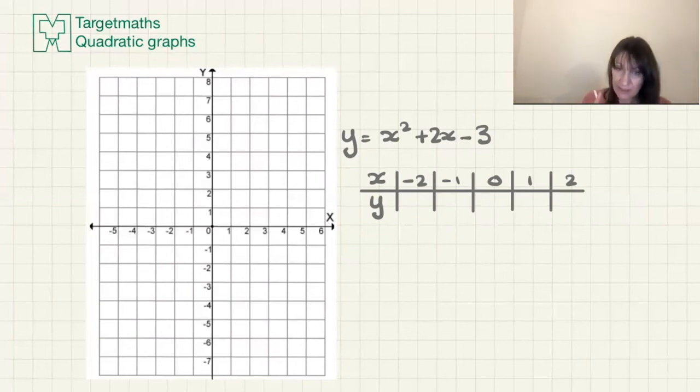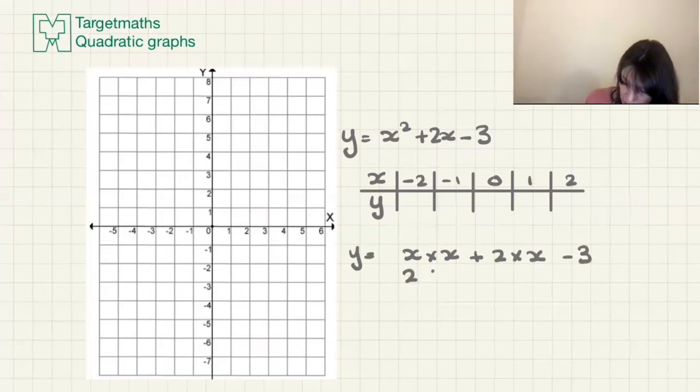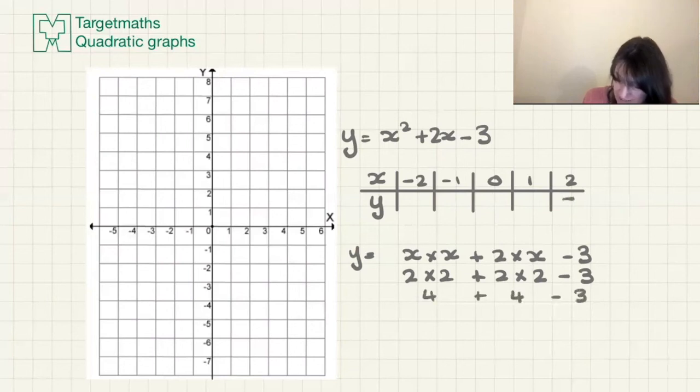Okay, so there's a lot happening. I need to take my time. So I know that my y will equal x times x plus 2 times x minus 3. Okay, the first x value is 2. So I've got 2 times 2 plus 2 times 2 minus 3. So 2 times 2 is 4, plus 2 times 2 is 4. 4 plus 4 is 8, and 8 take 3 is 5. And that's the first one done.